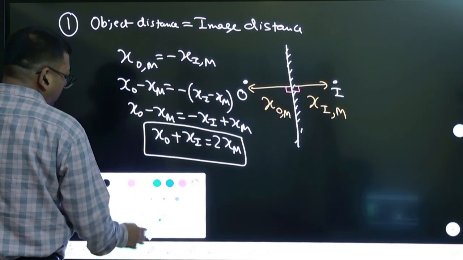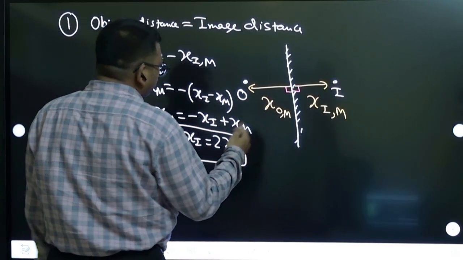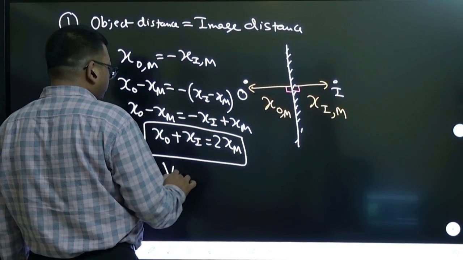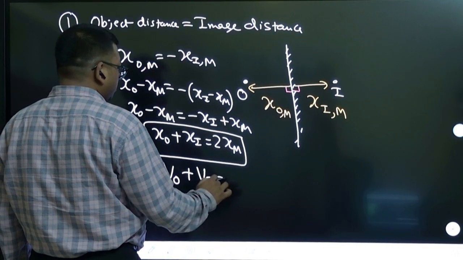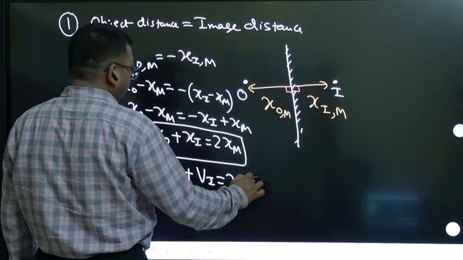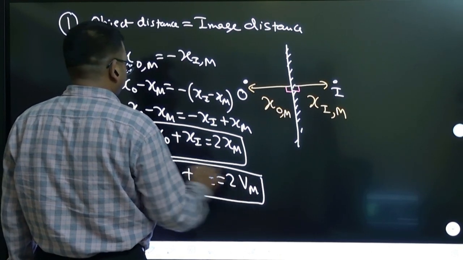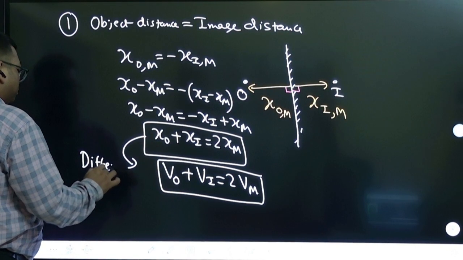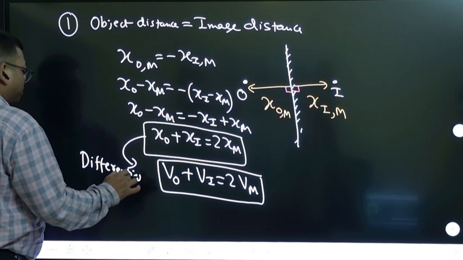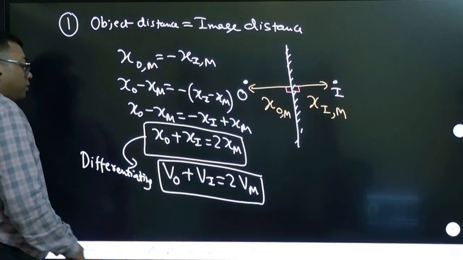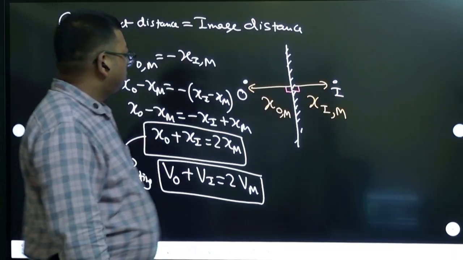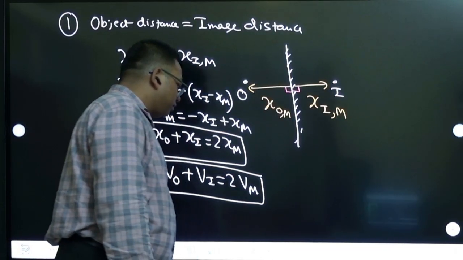And suppose, for example, this object moves. If this object moves, you can differentiate this. By differentiating it, the velocity of the object plus the velocity of the image is 2 times the velocity of the mirror. After differentiating position with time, you will get the velocity relationship.